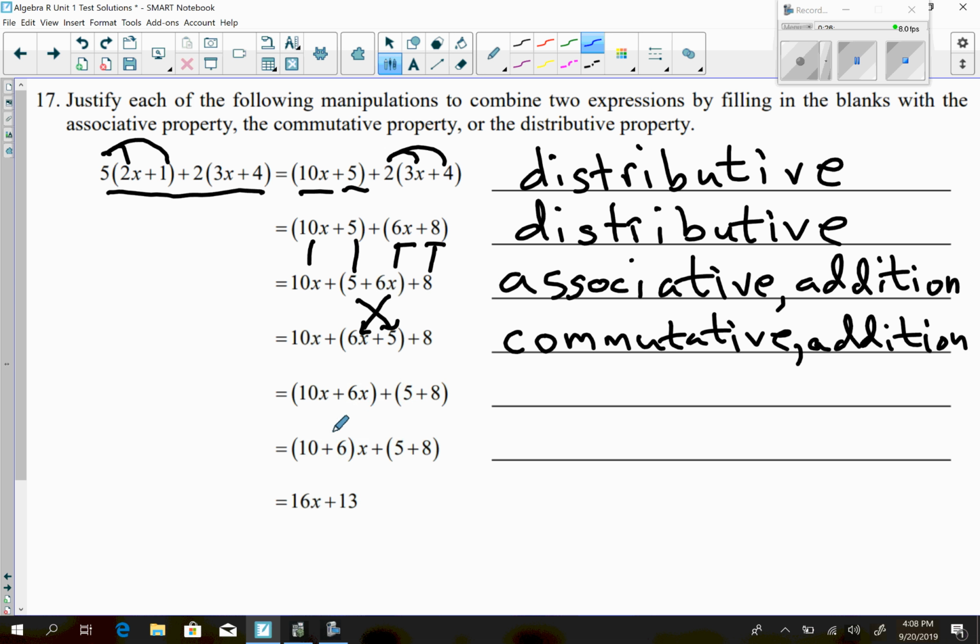Compare this to the next line, and you'll see the same order. 10x, 6x, 5, 8. Same order, 10x, 6x, 5, 8. The order did not change, but what has parentheses around it changed. It's the associative property of addition, because the things that are here are all added, 10x and 6x, and so on. See, same order.